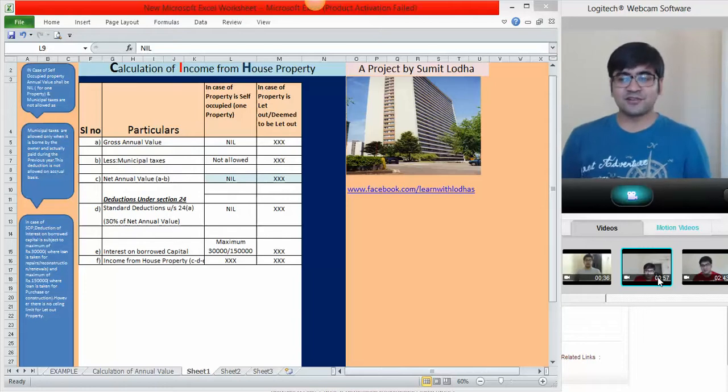Hi guys, welcome back to Learn with Lord Has, and in this tutorial we'll cover how to calculate income under the head house property for a self-occupied property.